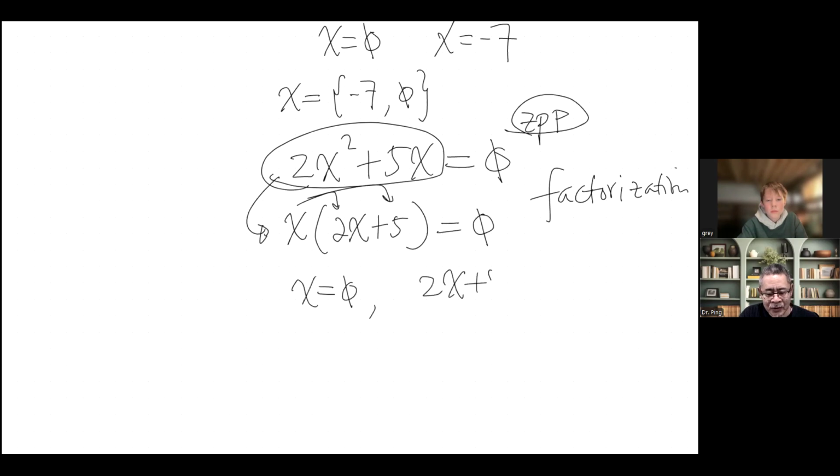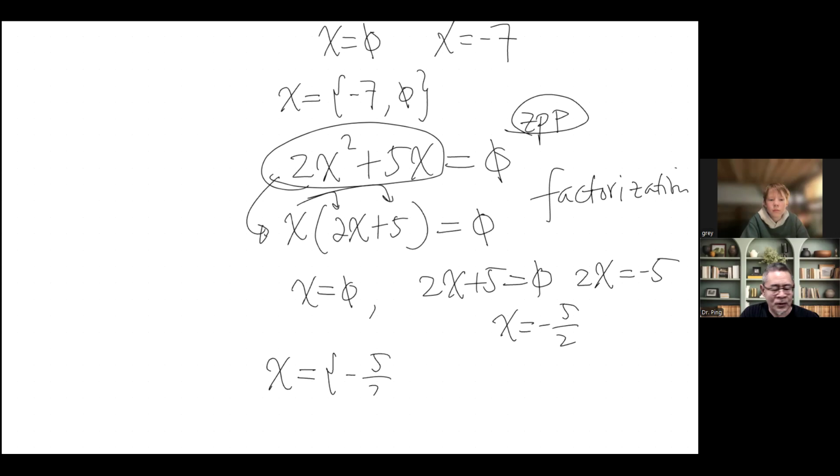Well, this is a linear equation. We can solve that pretty easily. 2x is equal to negative 5, then x is negative 5 over 2. So we got two solutions, x equal to negative 5 over 2 and 0. Good? Okay.